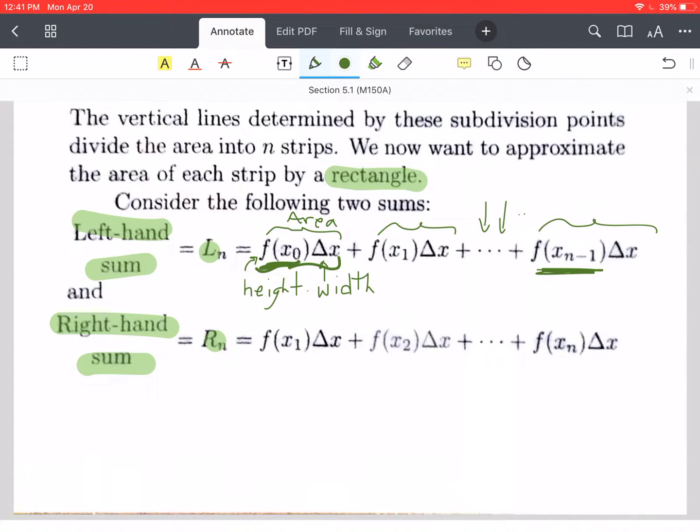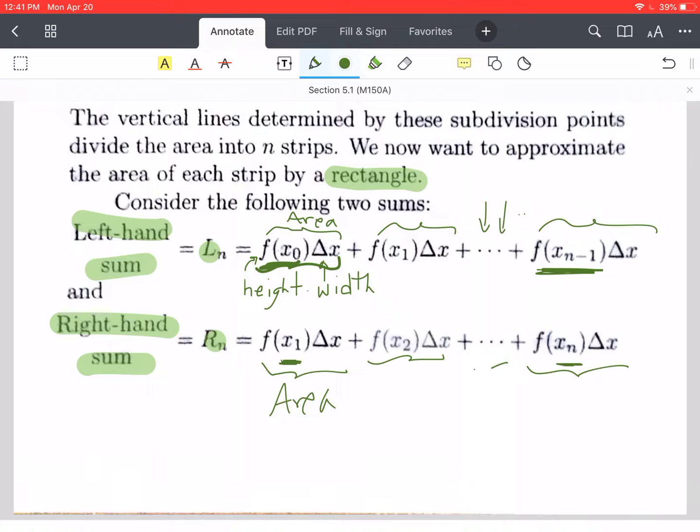Okay, and again, we get the same thing. Notice we're not starting at x sub 0 this time. We're starting at x sub 1. That's because, again, we're using the right-hand side of that first rectangle. Okay, but this is still the area of a rectangle. And then the next rectangle, etc., all the way up to the very last rectangle, and we are using x sub n in this case because that is the right-hand side of the very last rectangle.